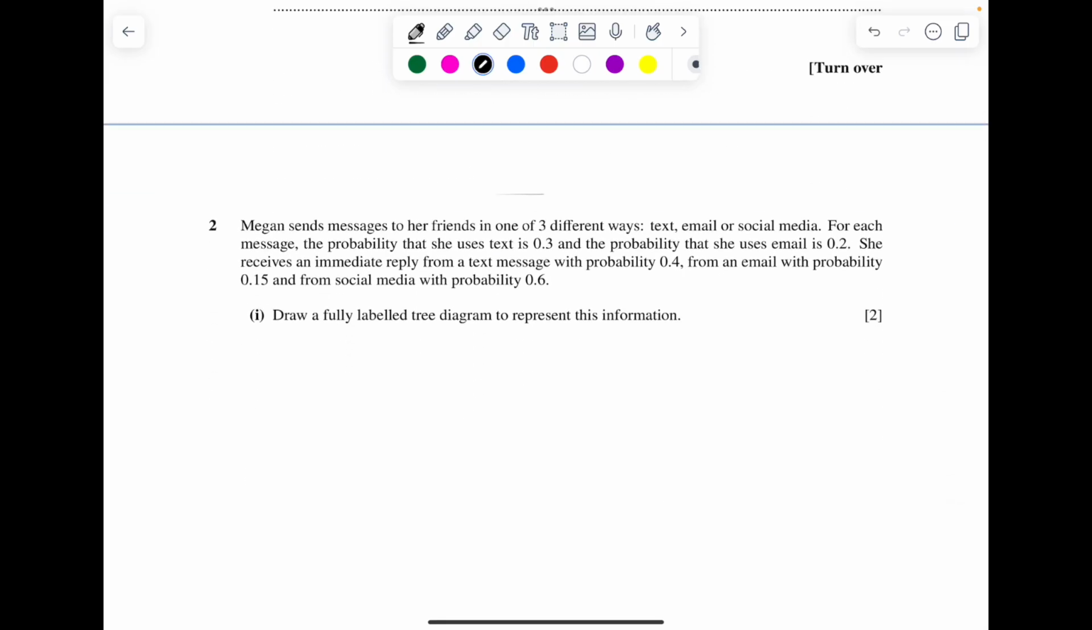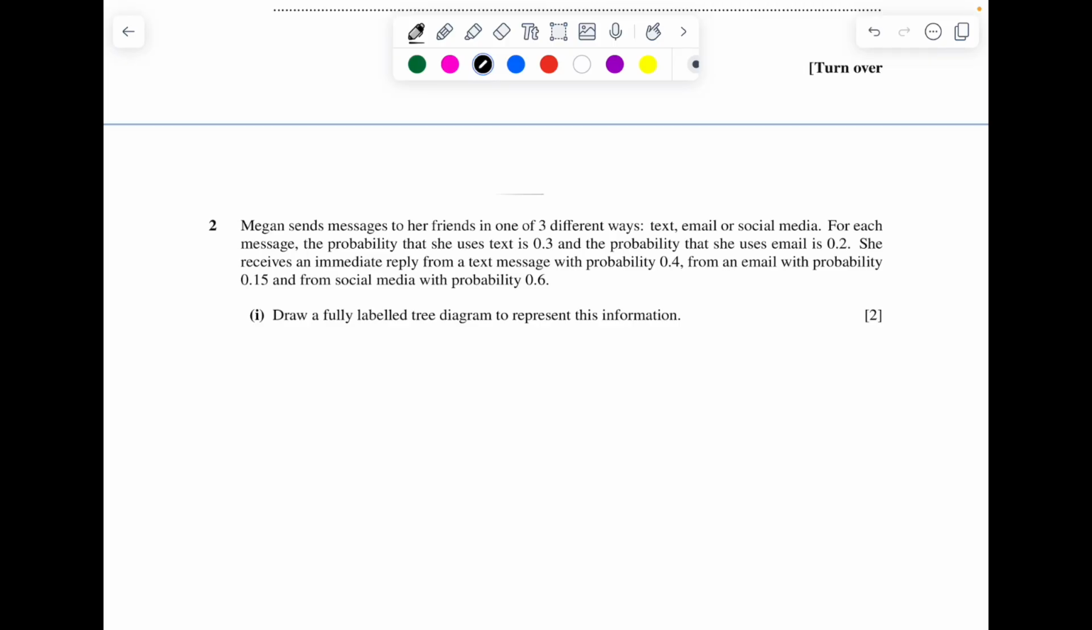Now, next question, question number 2. For this question number 2, this is based upon a tree diagram. So let's try to solve it out over there.